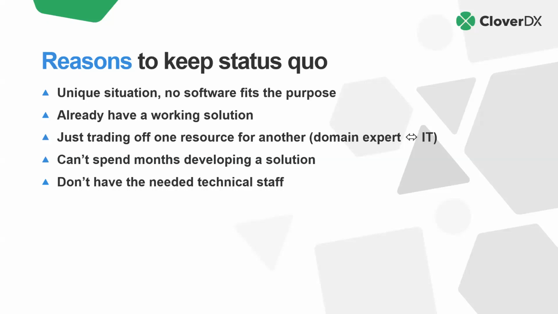One of the actually quite good reasons is somebody thinks that you are just trading one resource for another. So you have a domain expert which treats the data, could be you, could be your colleague or somebody else, for an IT resource, which basically the domain expert will tell IT to do, IT will implement and deploy into production so it can be automated.